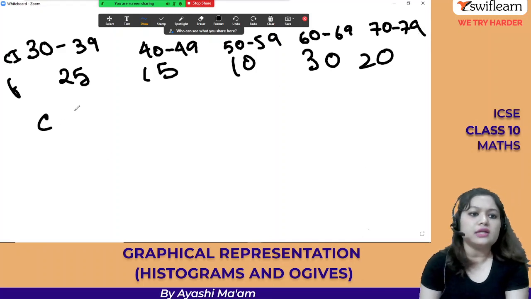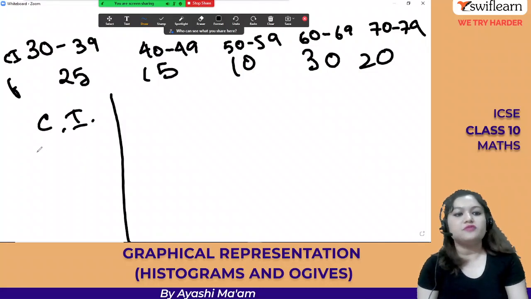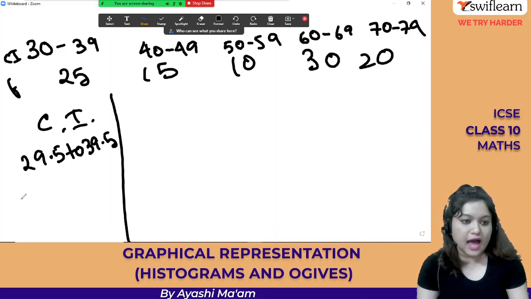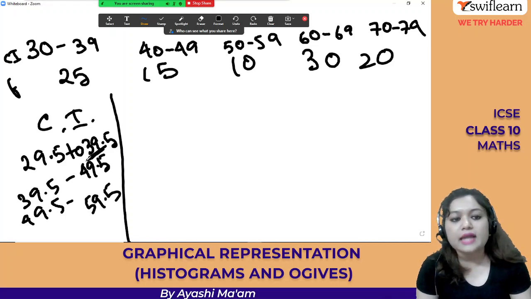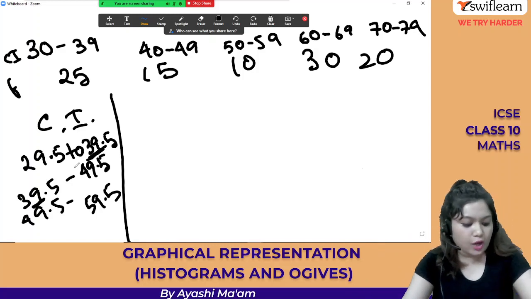How to convert it into class intervals? From the lower limit, minus 0.5: 30 minus 0.5 is 29.5, to 39 plus 0.5, 39.5. Then we will have 39.5 to 49.5. Then 50 minus 0.5, so it will be 49.5 to 59.5. Can you see we are having continuous data now? 39.5 ending at 39.5, next class interval starting at 39.5, right? So we are having continuous data over here.